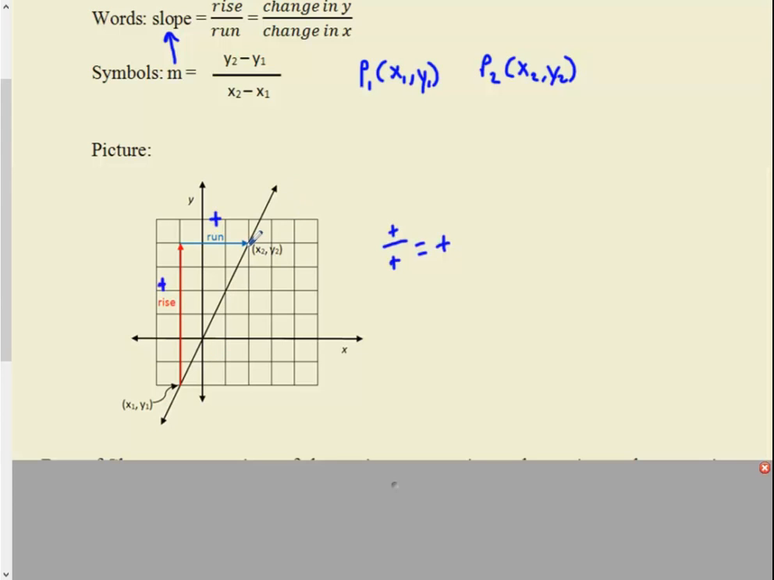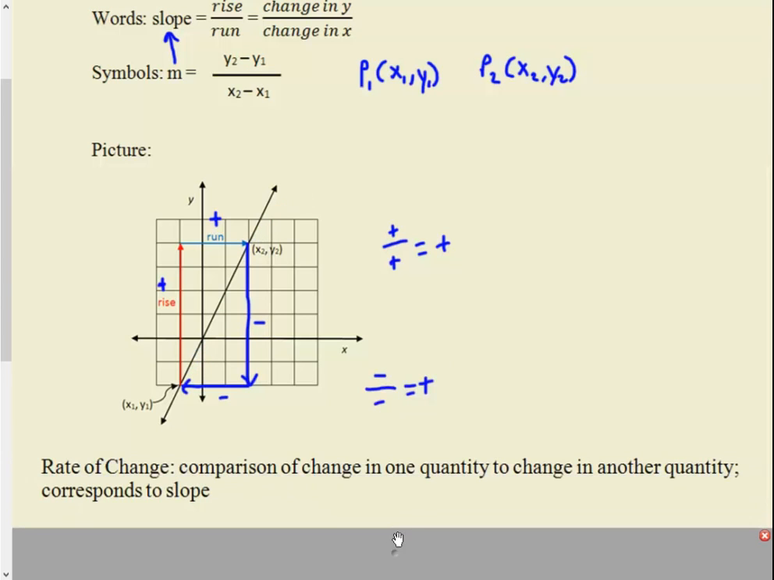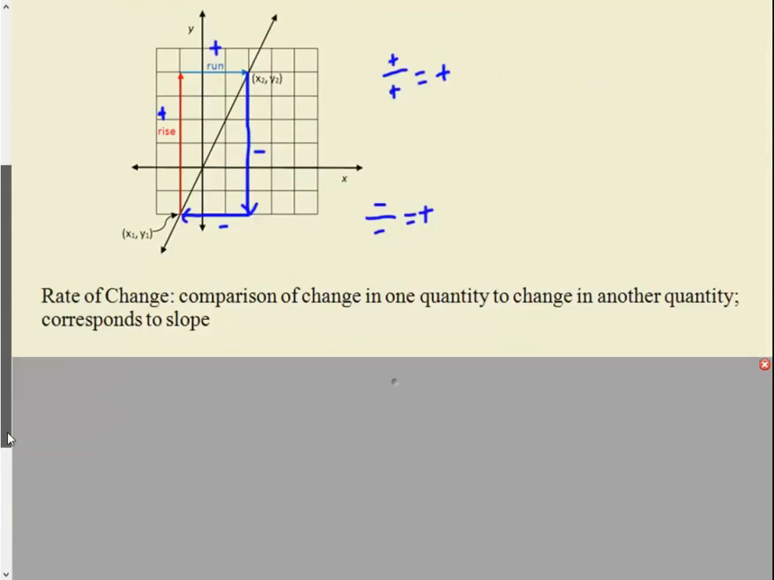And if you started here and went down, which is certainly acceptable, that would give you a negative. Then you would have to go to the left, which is also a negative. And a negative divided by a negative is still a positive. And so it doesn't matter which one of these 2 points you call P1 and which you call P2. Your signs should still work out the same.